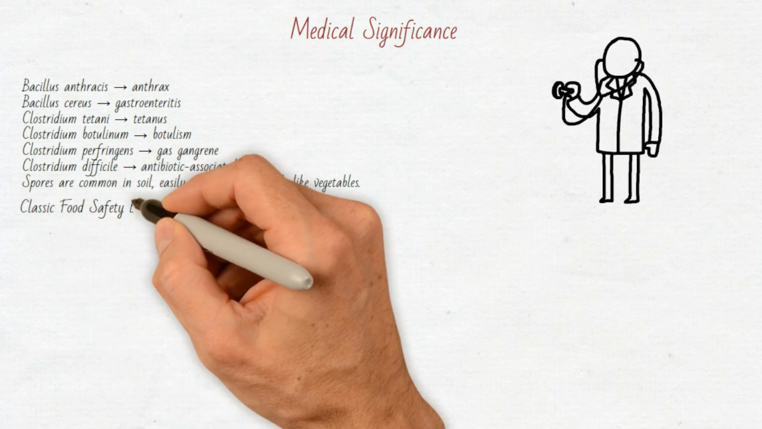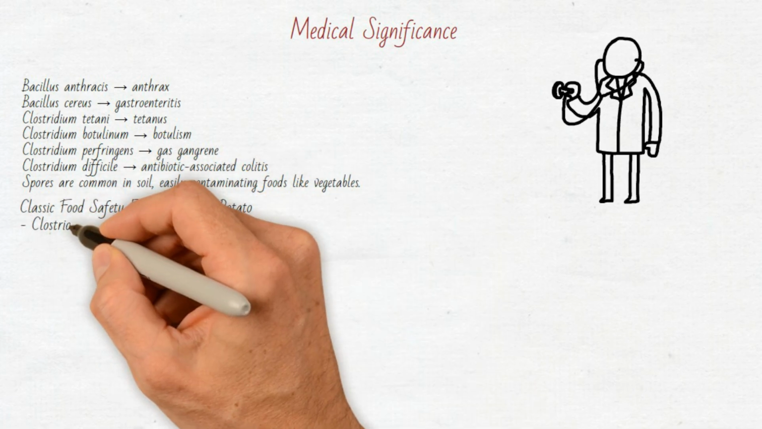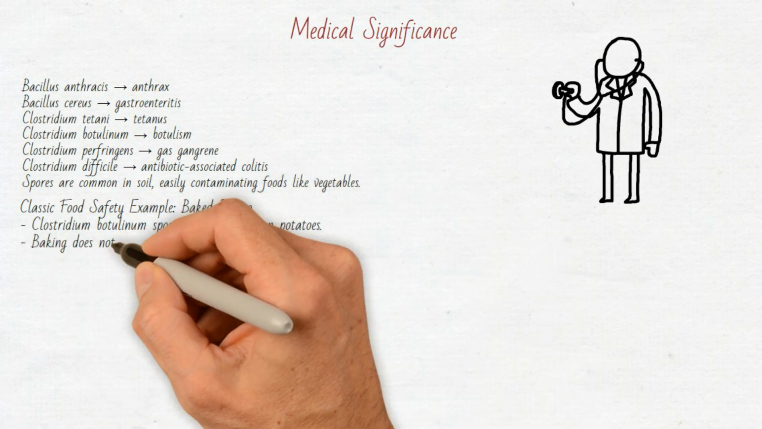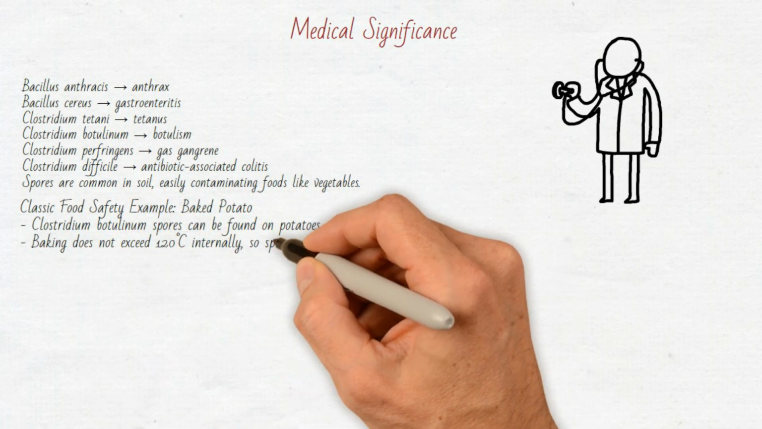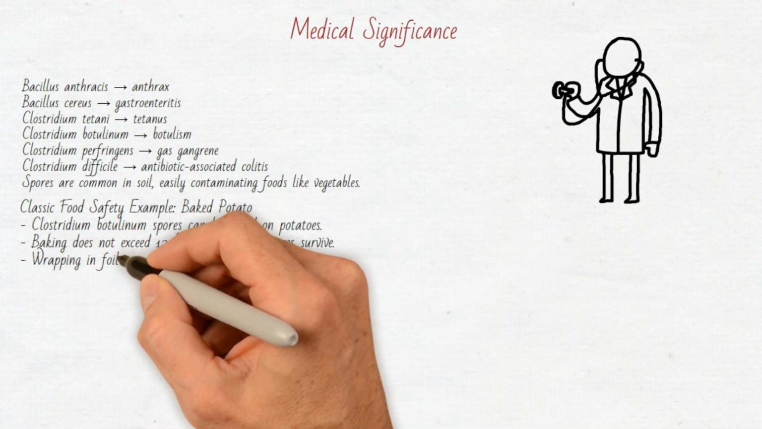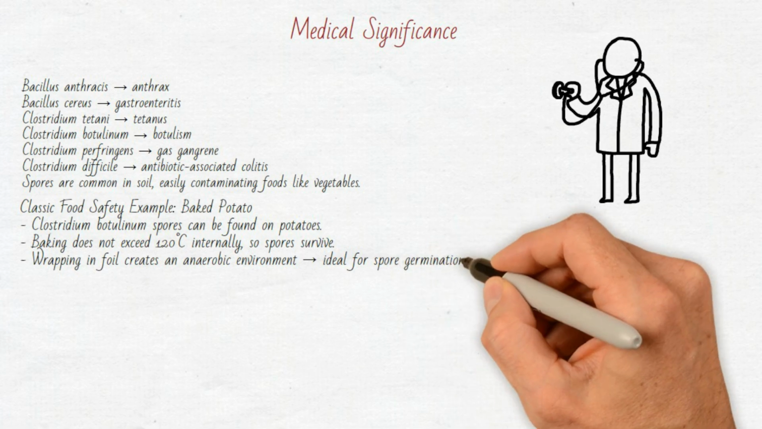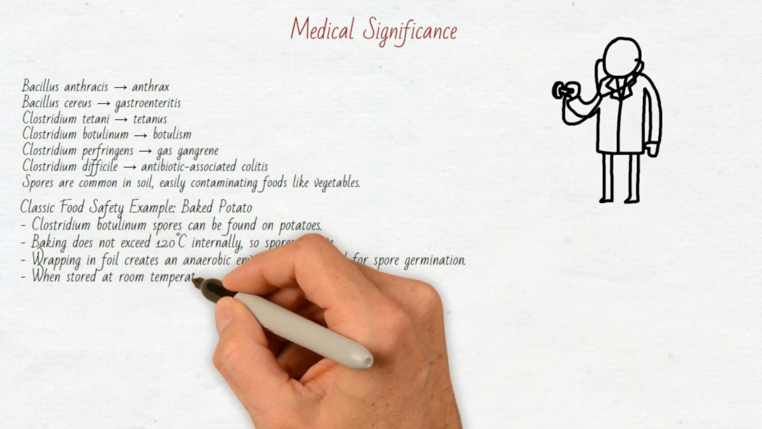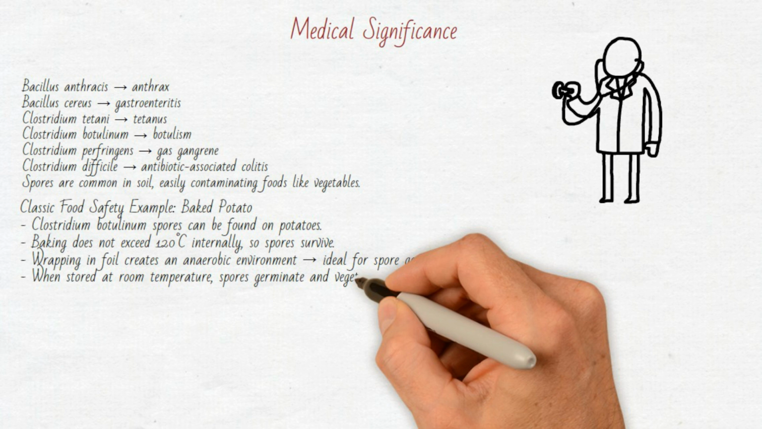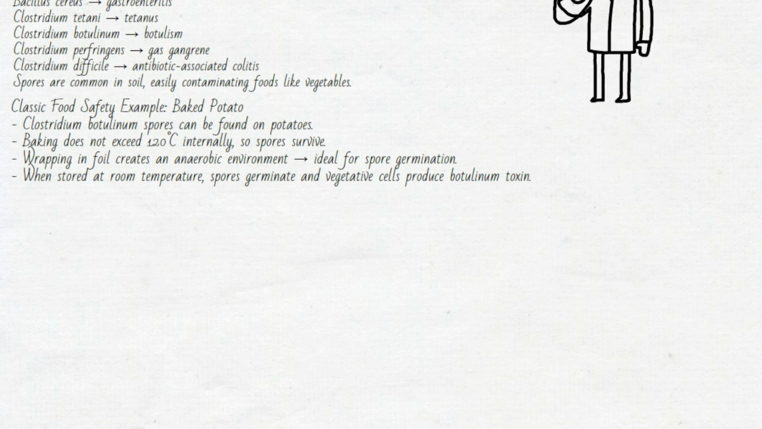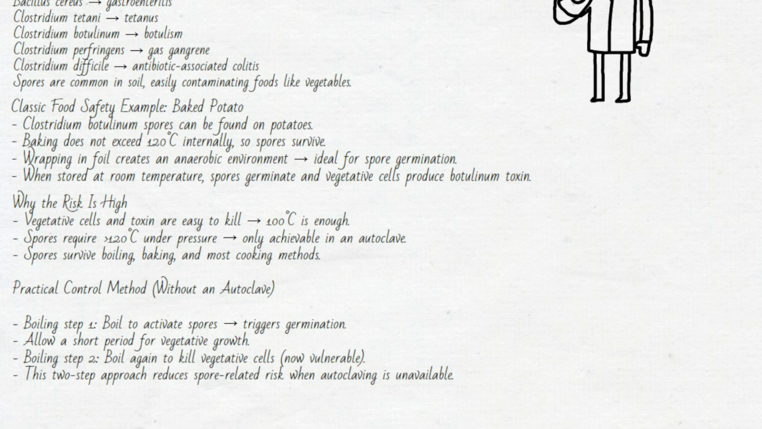You take a baked potato, wrap it in foil. The temperature inside the potato during baking stays below 120 degrees Celsius. Not hot enough to kill the spore. Not even close. And the foil creates an anaerobic environment. So when that potato is stored at room temperature, any surviving spores can germinate, and the vegetative cells then produce the lethal botulinum toxin.